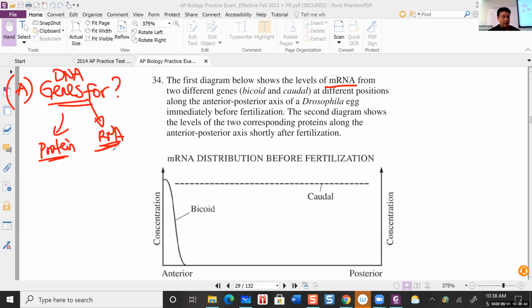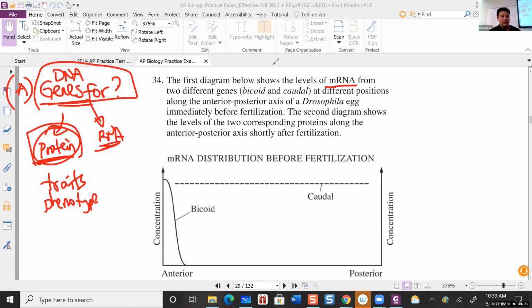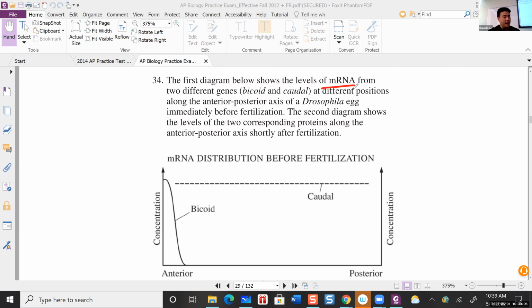So DNA, which are the genes that code for this. You can also say they code for traits, because that's what the phenotypes are, right? The proteins are the phenotype. You can also say that they code for enzymes, they code for receptors, they code for transport proteins, they code for ion channels, they code for anything that's protein, right? So this is a very general answer if the question asks you, what do genes code for? So here we have a bunch of mRNA, and we're told there's two from two different genes, the Bicoid gene and caudal gene, so B and C genes, yeah? At different positions along the anterior-posterior axis. Anterior means the head, posterior is the butt, right? So you have these different proteins.